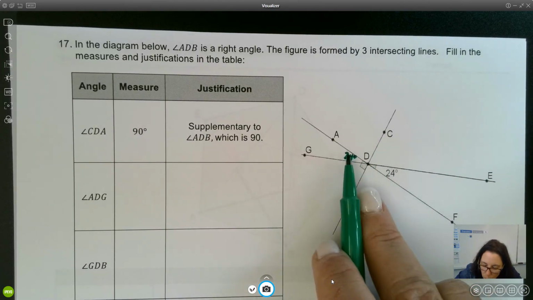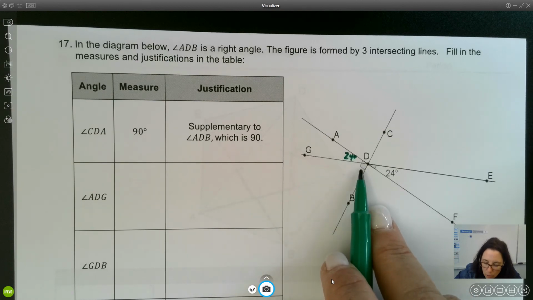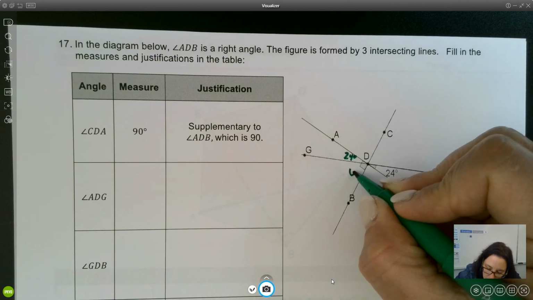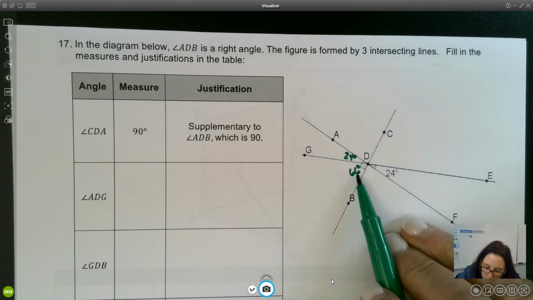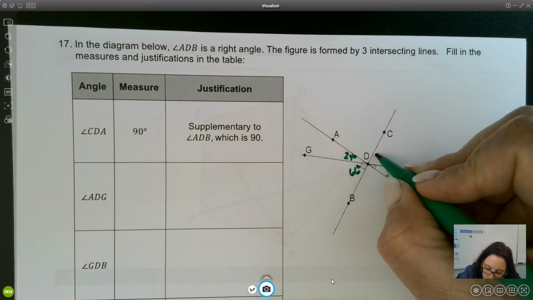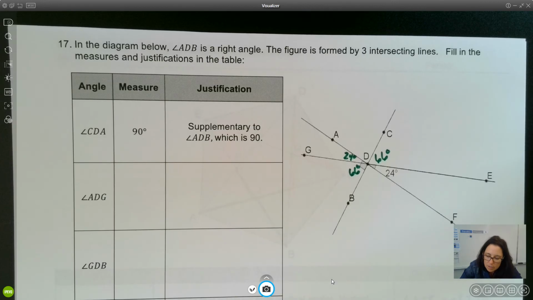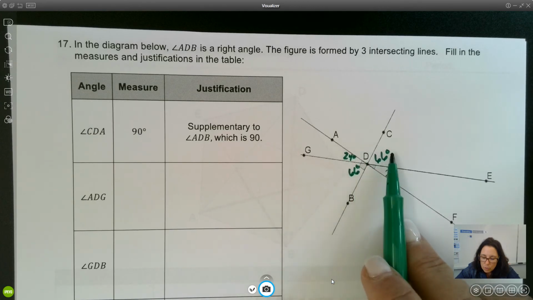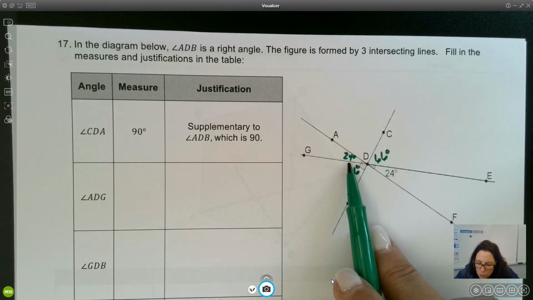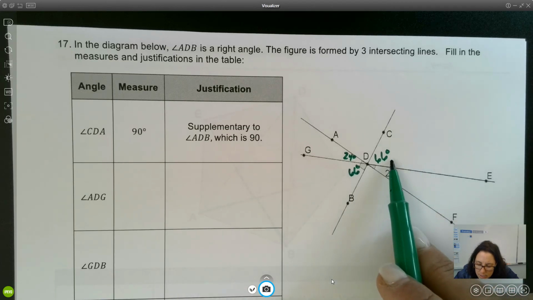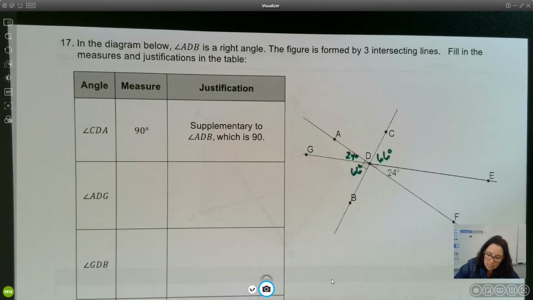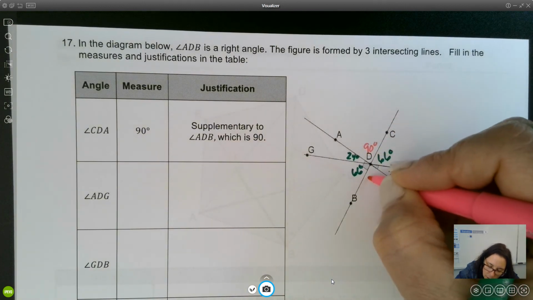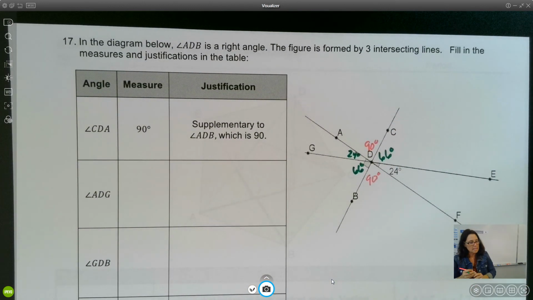Straight across this 24 is 24. If I know that this and this add to this 90 degrees, I know that this is going to be 66. If this is 66, straight across from here is also 66. Okay, now I know that the 3 of these add to 180. So right now I've got 24 and 66, which is 90. So that ADC right here should be 90 degrees, and this is also 90 degrees. Okay, so I labeled everything up. Now I'm going to answer the questions.